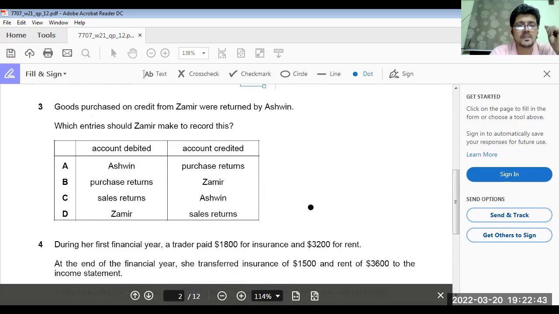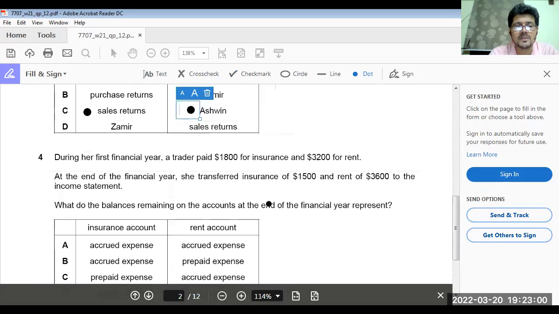Now move to question number 3. Goods purchased on credit from Zamir were returned by Ashwin. Which entries should Zamir make to record this? Zamir is the seller. So when he is receiving goods back from the customer, he is going to record sales returns debit and Ashwin credit. This C option should be the answer. Okay, now come to question number 4.